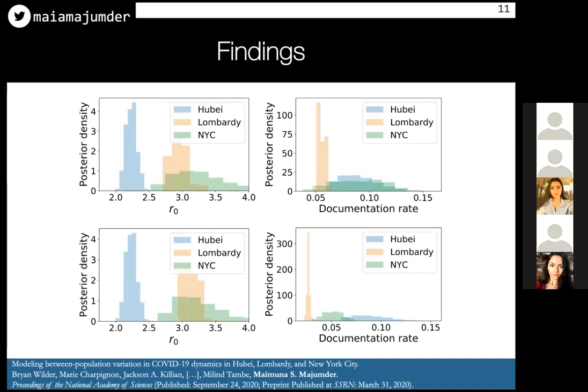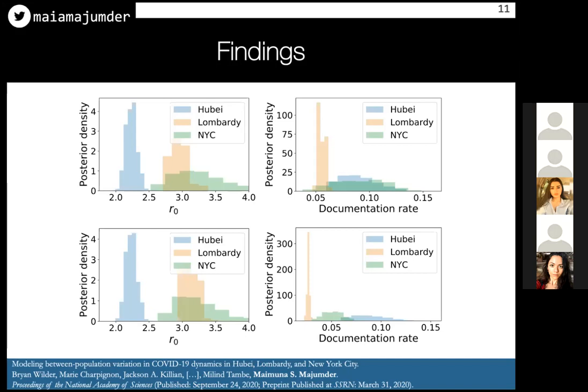R0 values, as estimated through a sensitivity analysis in which deaths were assumed to be underreported in Lombardy and New York City, which, unlike Hubei, were still developing outbreaks at the time of analysis, is shown in the bottom left panel. And notably, the relative order of magnitudes across locations remains unchanged.